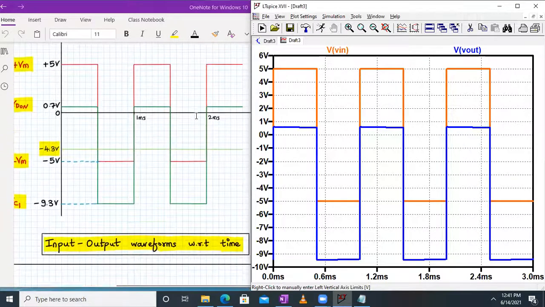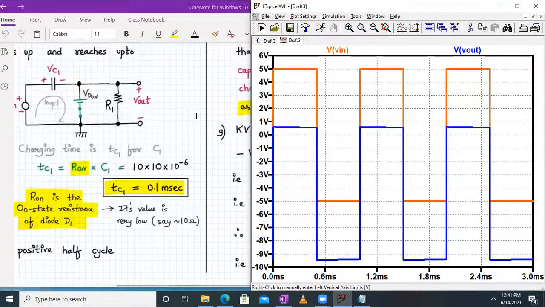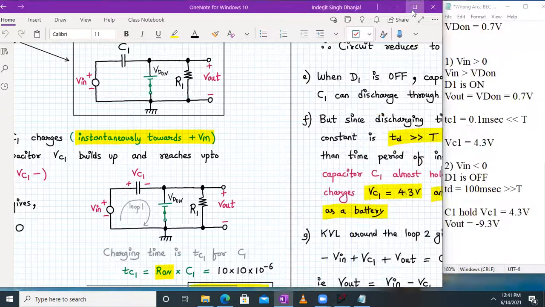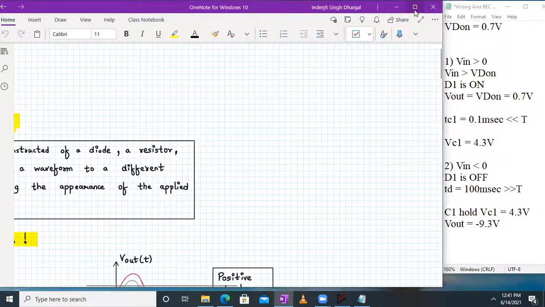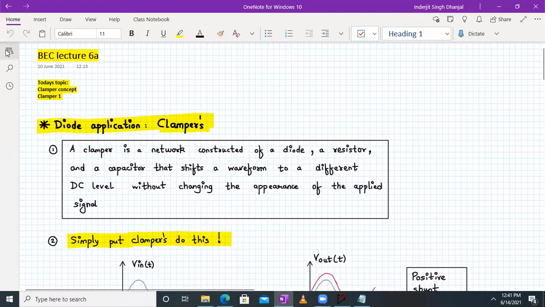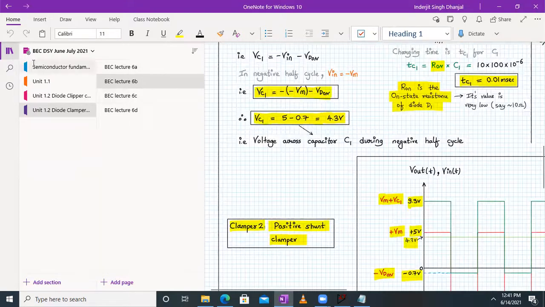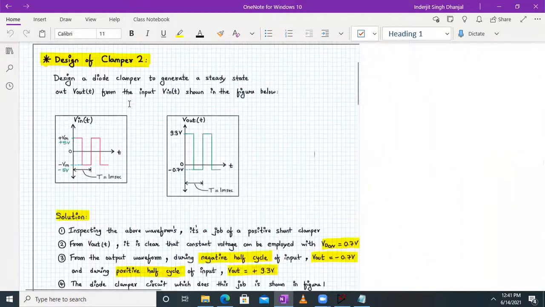Okay, so this is how we get the input output waveforms in LTspice. Now let us move on to the next part. So let me go to clamper number 2. Clamper number 2 actually will be a design of clamper. This is a straightforward numerical, but clamper number 2 will be a design one.